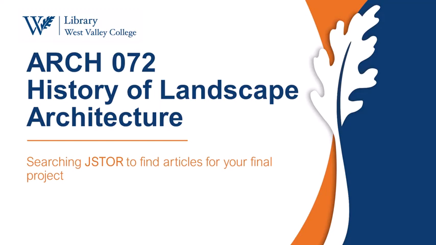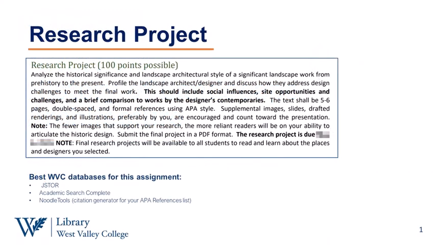In this video, I'm going to be going over some of the different databases you can use for your Architecture 72 class, History of Landscape Architecture. So you need to do a research project that's due towards the end of the semester, and you're going to be analyzing the historical significance and landscape architectural style of a significant landscape work from prehistory to the present. I'll be showing you two different databases, JSTOR and Academic Search Complete, and Noodle Tools, a citation generator for your APA references list. Let's get started.